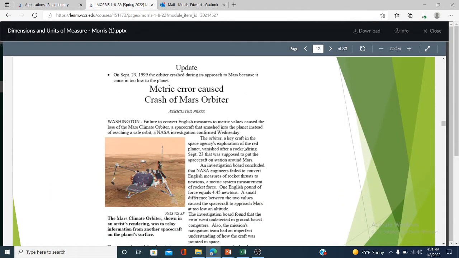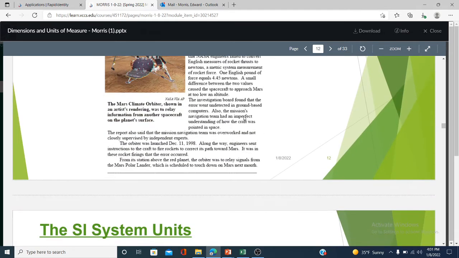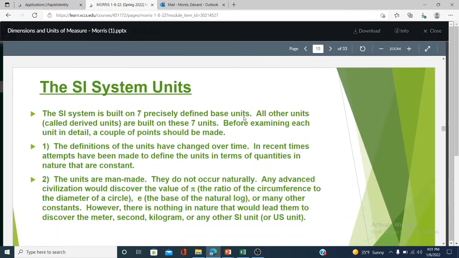Here's a good article that you can read that talks about how, because of getting the metric system mixed up with the English system, one of these orbiters crashed into Mars back in 1999 because of the mix-up with the units.